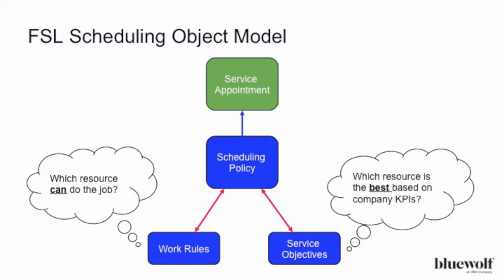So what does that mean? Work rules is which resource can do the job. That's what it basically boils down to. Very simple. And they obviously said this, which resource is the best person on the company KPI.